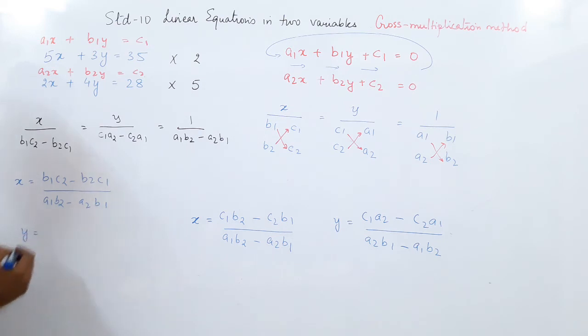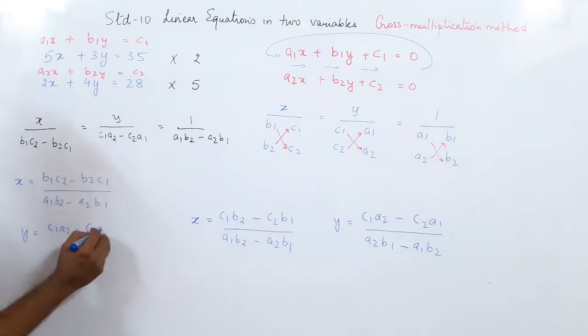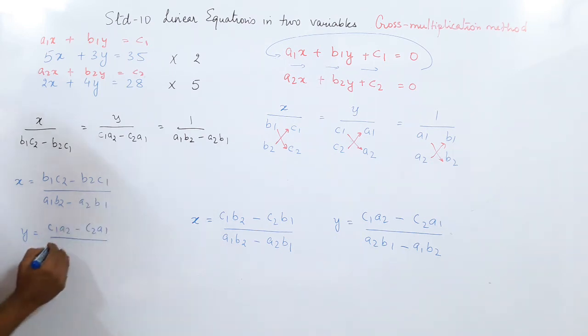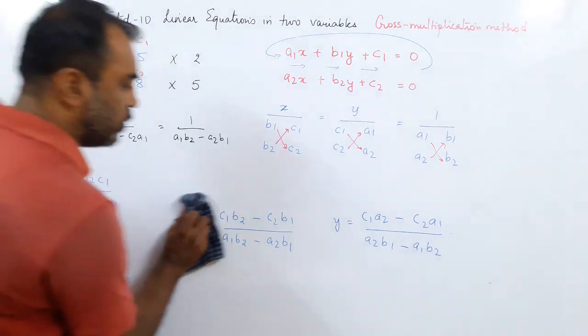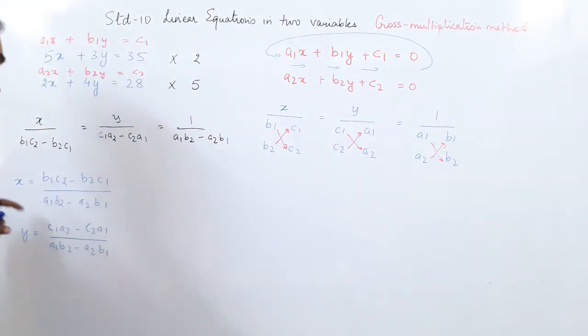And what is y equal to? c1 a2 minus c2 a1 upon the same thing, a1 b2 minus a2 b1. Okay, so now we will not remember this form, but you will remember this form. The answer will be the same, but this is the method. So now understand the method again.